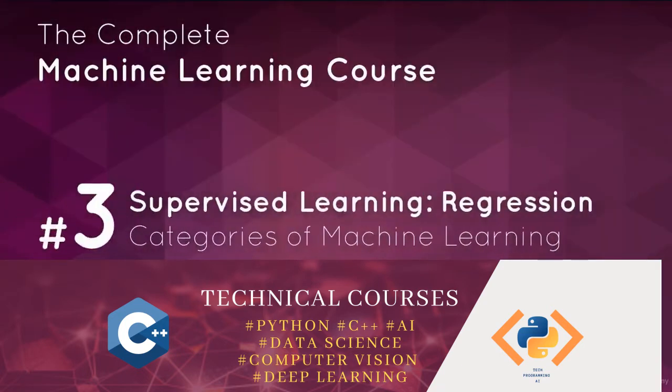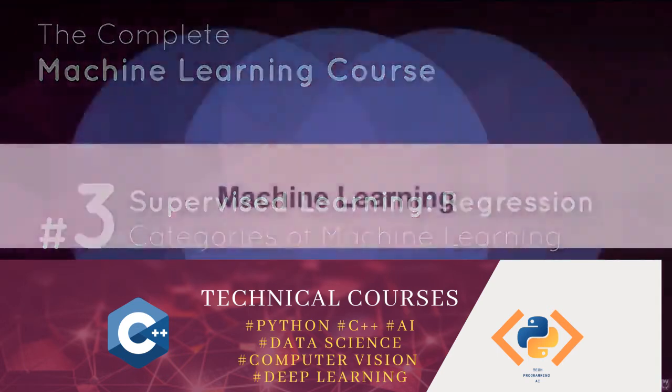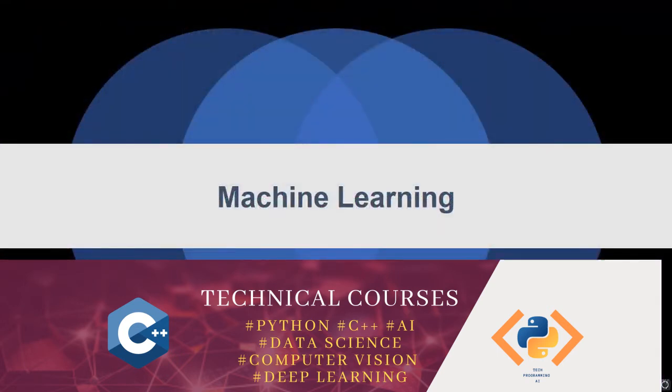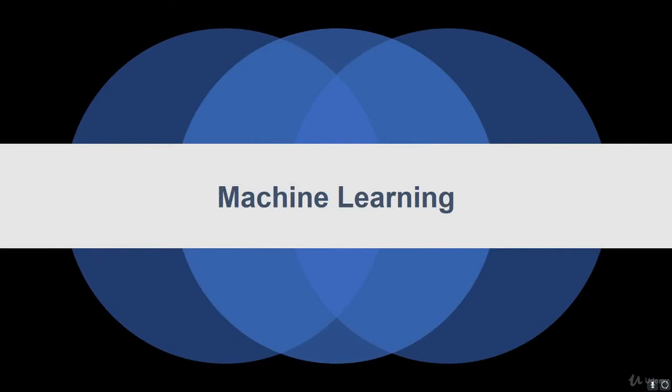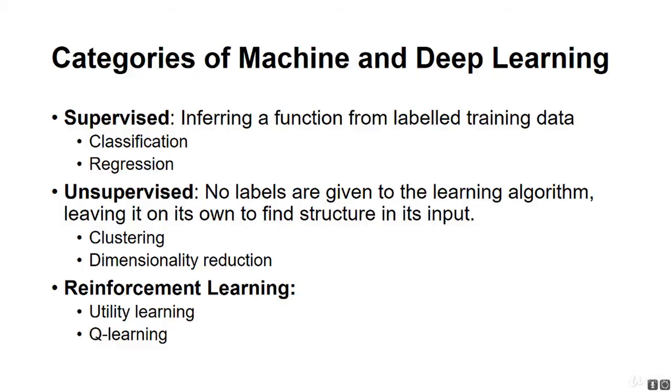In the previous section, we covered the topics of installing Anaconda and setting up the environment to get started with machine learning. In this section, we're going to go into machine learning, and specifically in this lecture, we are going to cover the different categories of machine learning and also deep learning. Now, there are three major groups of machine and also deep learning. They are classified as supervised learning, unsupervised learning, as well as reinforcement learning.